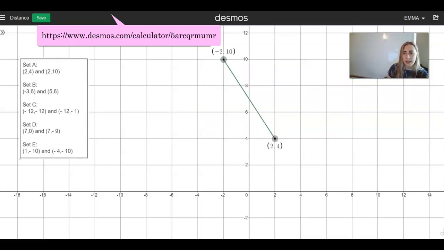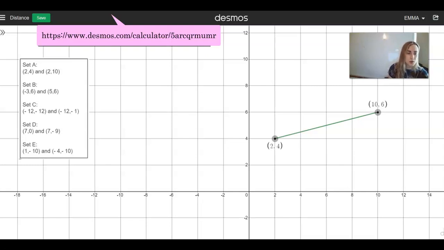So we have set A is 2, 4, and 2, 10. So consider using what we've learned in this unit and using this visual here. How could you calculate to know exactly what the length of this line segment would be? Because you'll only be able to find one that's shorter than all of them if you understand the length of each of these segments.